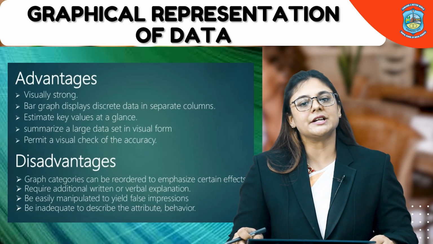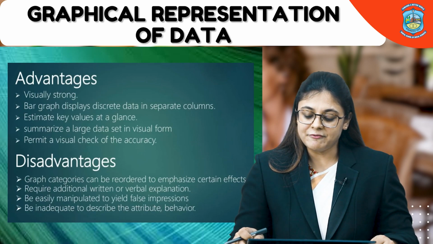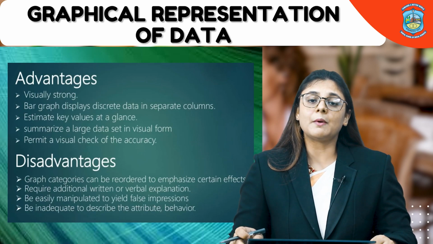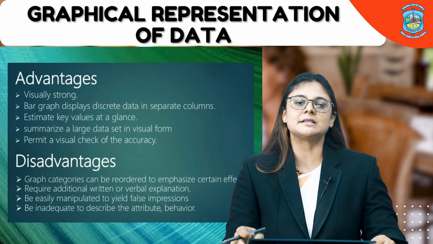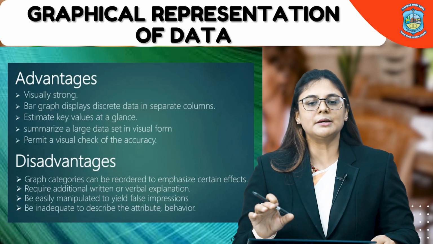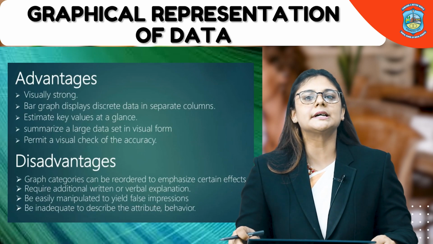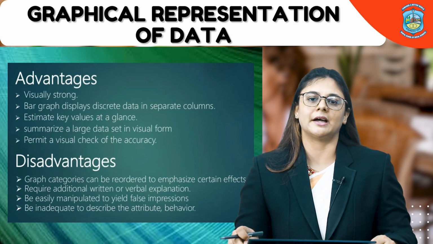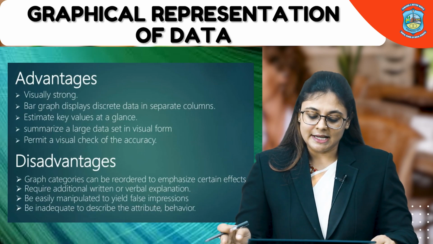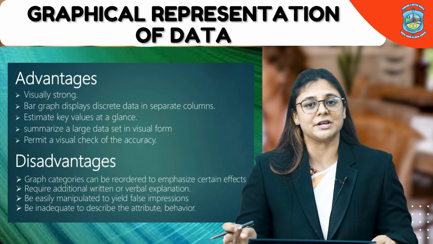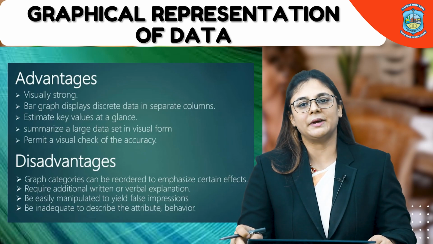The disadvantages related to the bar diagrams are: graph categories can be reordered to emphasize certain effects, and it requires additional written or verbal explanation. So therefore, there has to be certain written explanation below the bar diagram in order to understand what kind of data has been represented and what are the categories that have been represented in the bar diagram. Next, it can be easily manipulated as well as it can create false impressions. And lastly, it can be inadequate to describe attributes or behaviors.